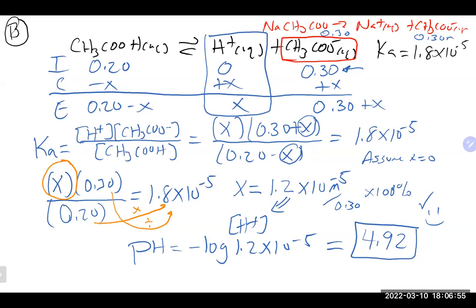Why? I don't understand why we say that's a process. Wouldn't it be going the other way? Why? Say again? Because of Le Chatelier's principle.